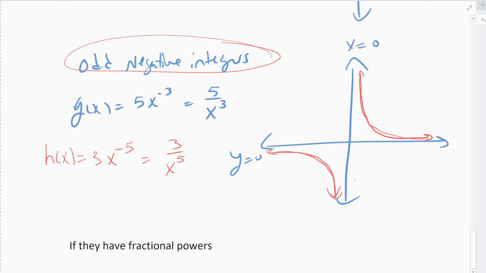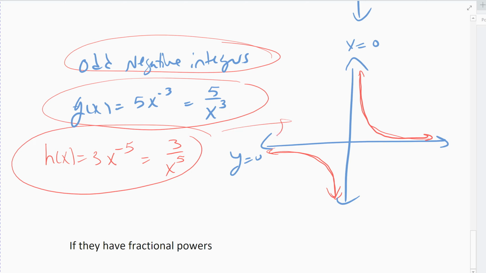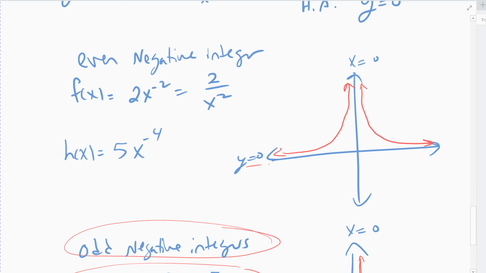That's always going to be the case for the simple power functions when I have an odd negative integer. If you graph this on your calculator, that's the shape that should come out. So odd negative integers have this shape. Even negative integers have this shape, with asymptotes at 0, on both the axes.